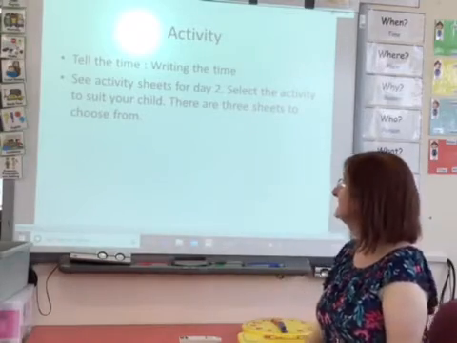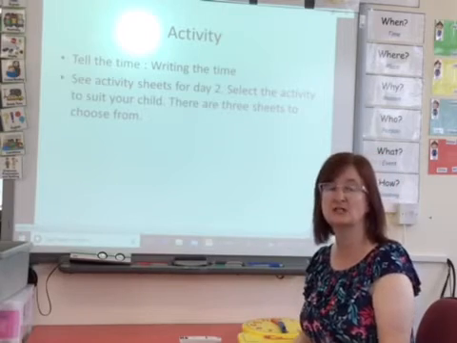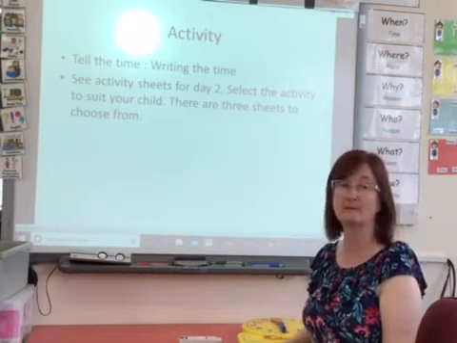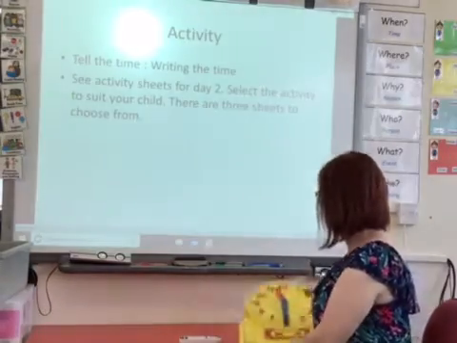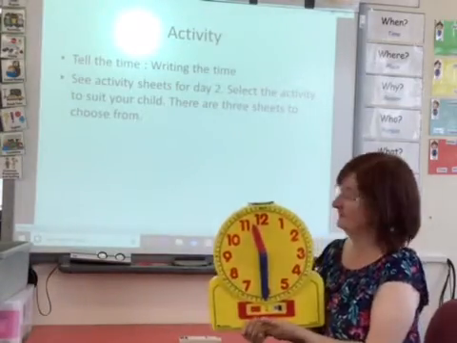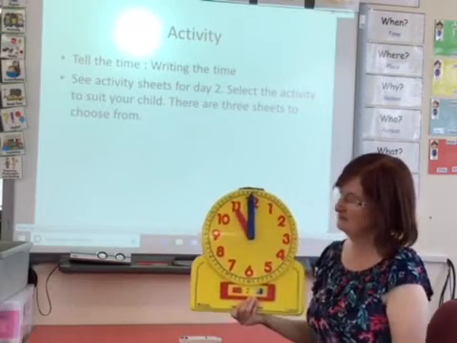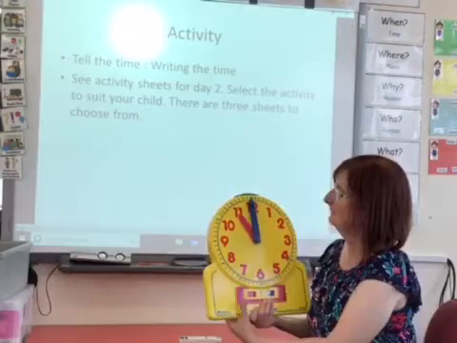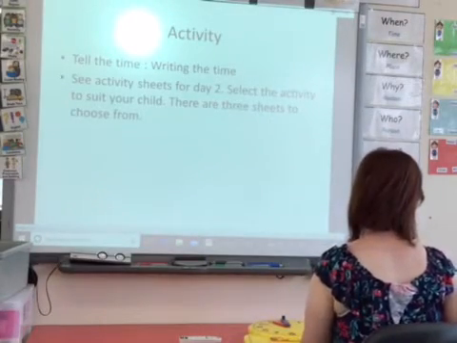Your activity, there are some sheets on there for you to choose from. There are 3 different sheets, and it is just matching up the time, telling the time to o'clock and to half past. So remember, half past is when the minute hand is on the 6, and o'clock is when it's on the 12. When the minute hand's on the 12. There are 3 sheets to choose from.